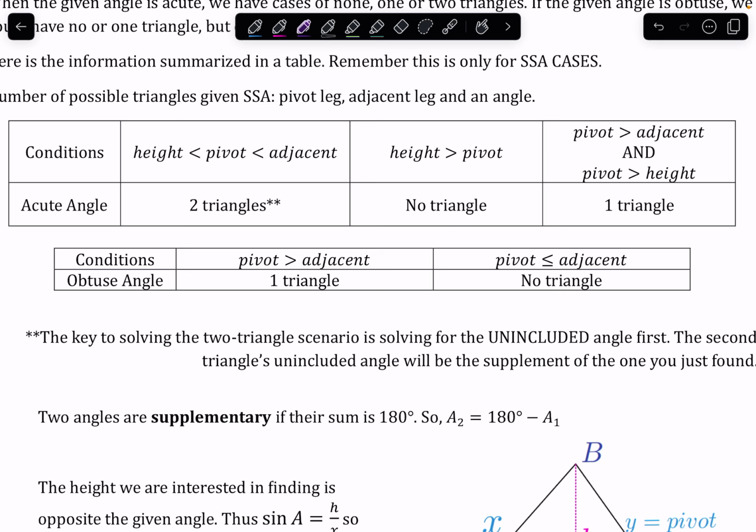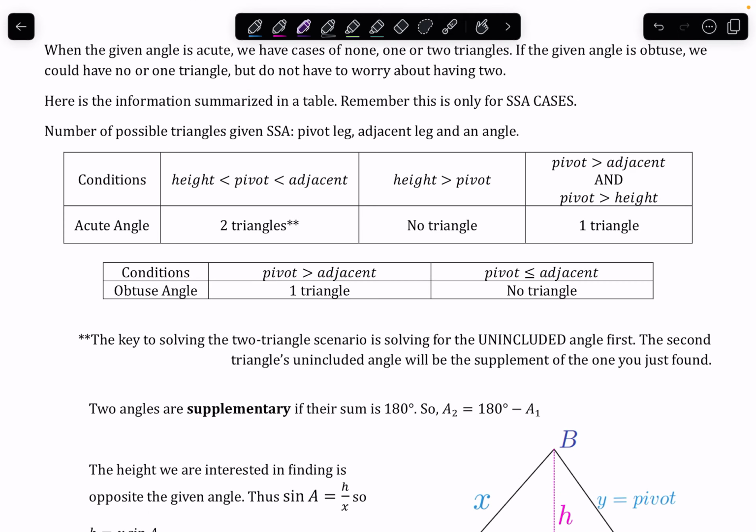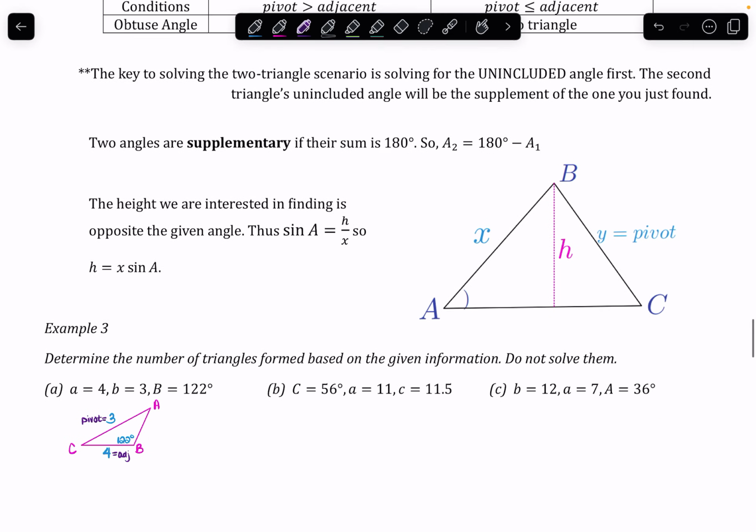So we either have one triangle or we have none. What we need to do is compare the pivot to the adjacent leg. If the pivot is bigger than the adjacent, there is one triangle. If the pivot is less than or equal to the adjacent, that means it's broken. We can't complete the triangle because the sides aren't the right lengths.